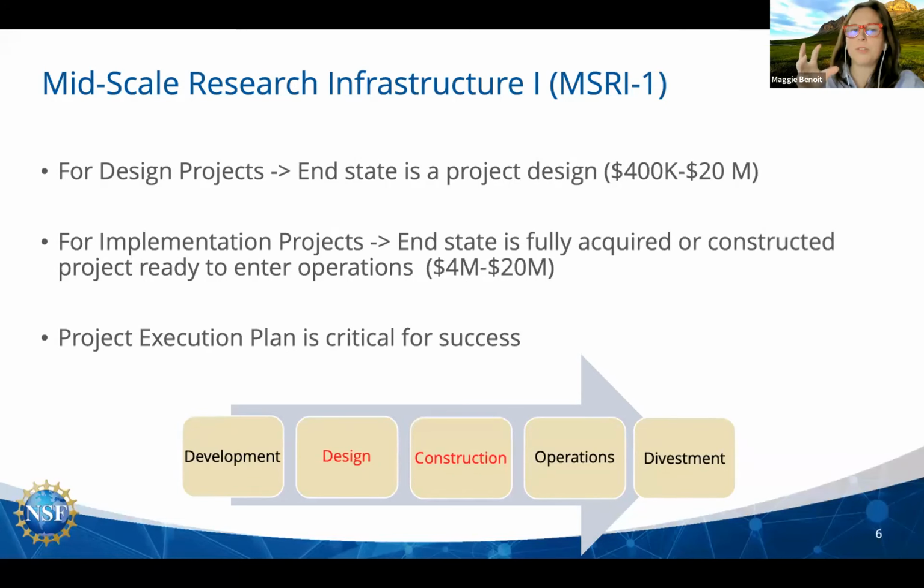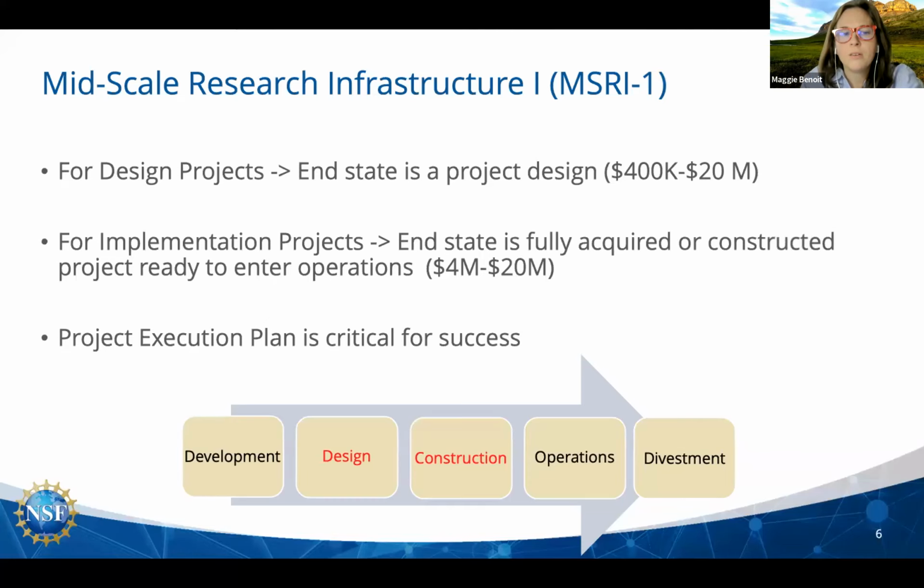So a design proposal should be thought of this way. The end state of a design project is a fully developed, construction-ready design. So if you're not really sure exactly what you want your infrastructure or facility to be, it's probably appropriate for a design phase proposal. And those can be between $400K and $20 million. There are other processes for building and for designing projects, but the Mid-Scale 1 program specifically has a track for this.